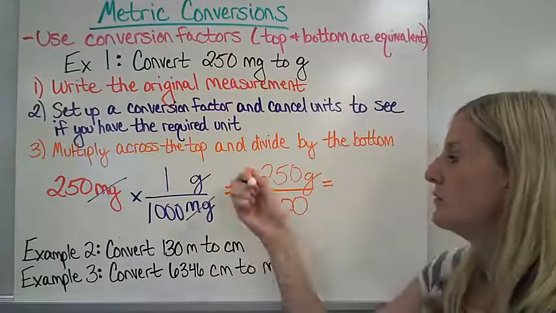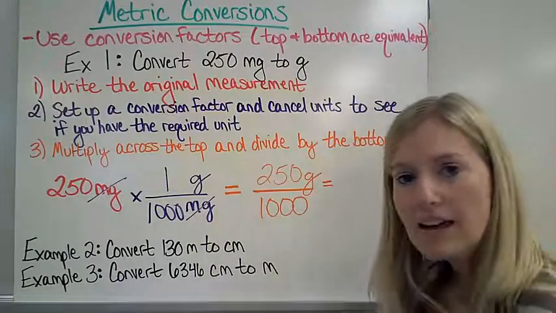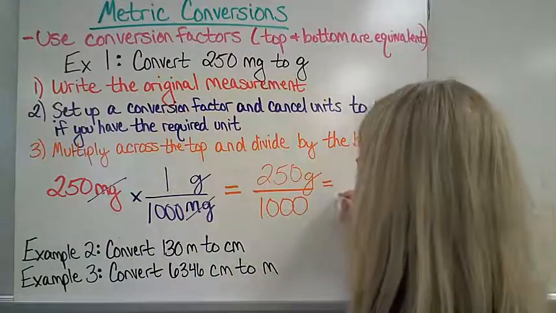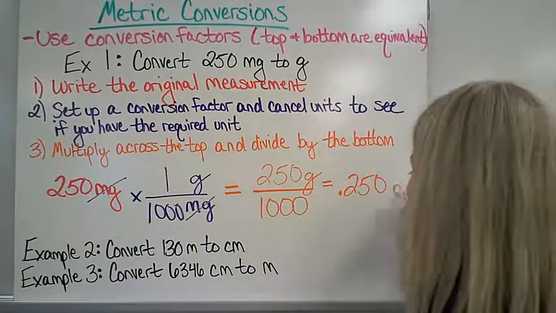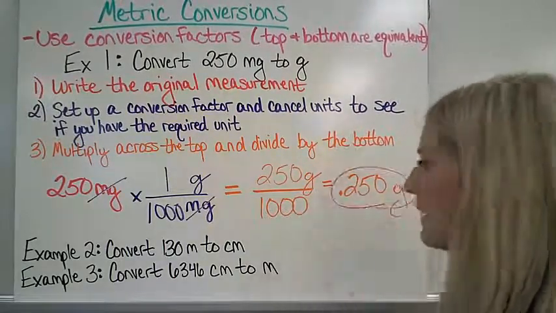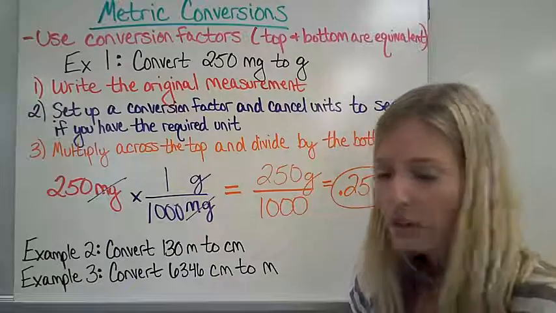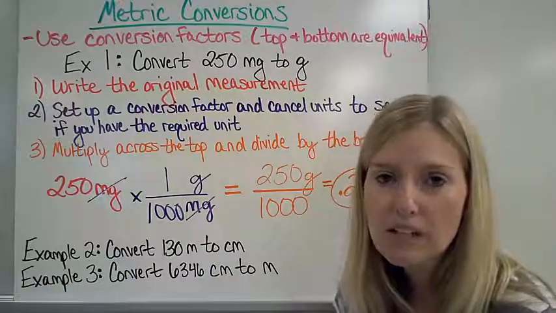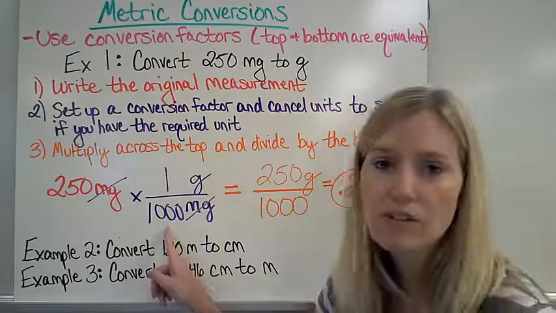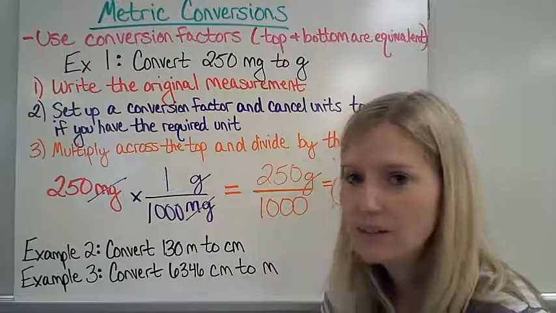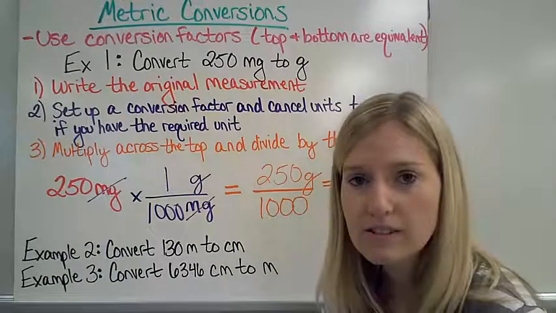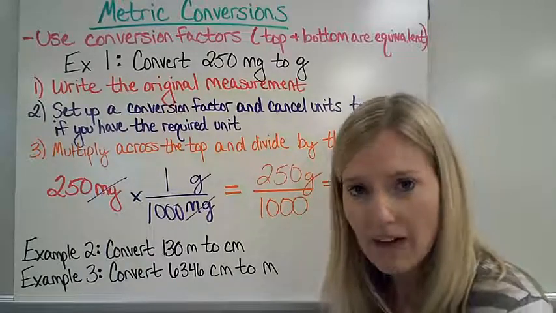So now I do 250 divided by 1,000 in my head or in my calculator, and I come up with 0.250 grams. And then I circle my answer. These problems must be completed using this conversion factor. Moving the decimal point is not going to get you all of the available points. This is an important skill we need to have.